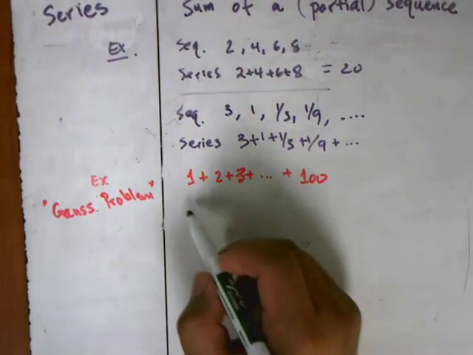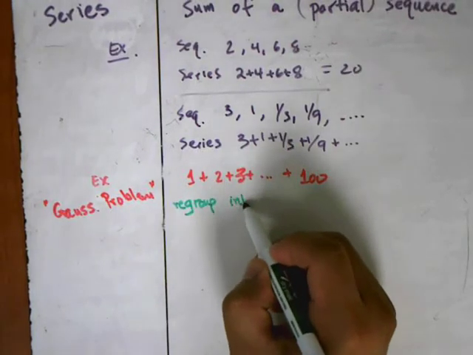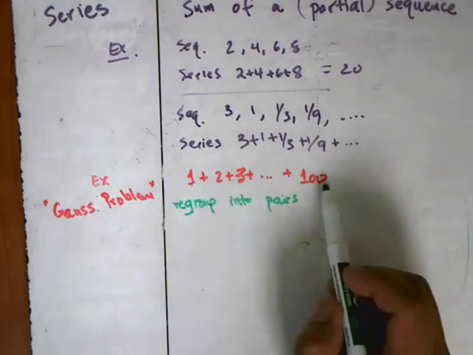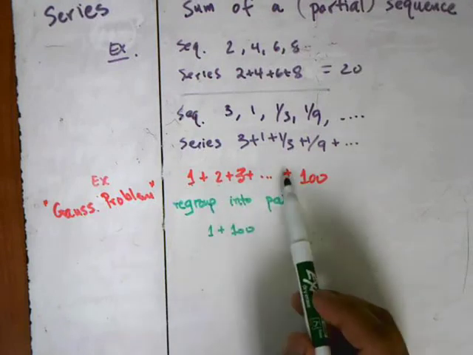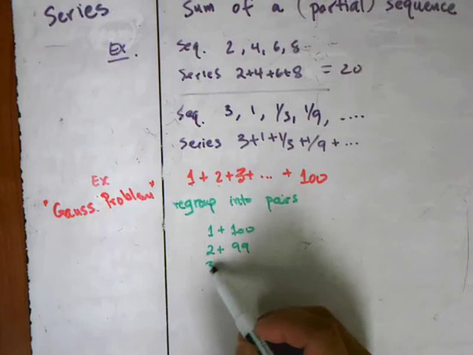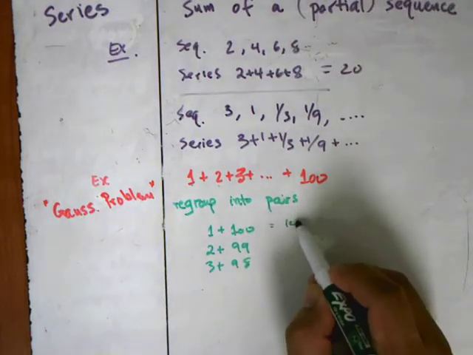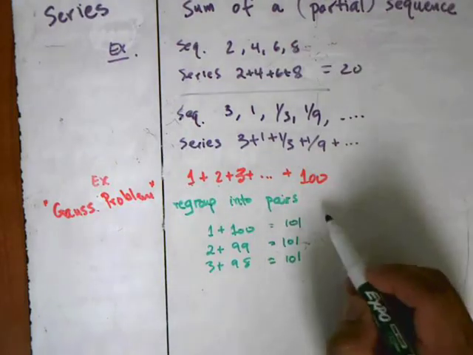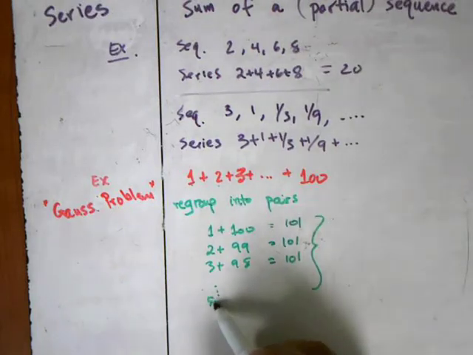So what he did here is he regrouped into pairs. He took 1 and 100 and put them together. Then he took 2 and 99 and put them together. And he took 3 and 98 and put those together. And if you notice, all of these pairs have a sum of 101. So he regrouped into pairs, and eventually he's going to stop at 50 plus 51.